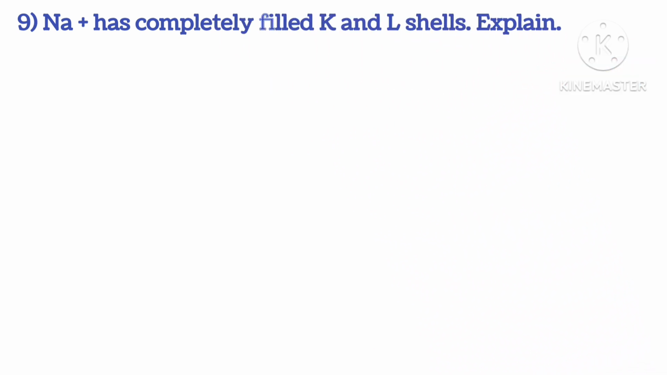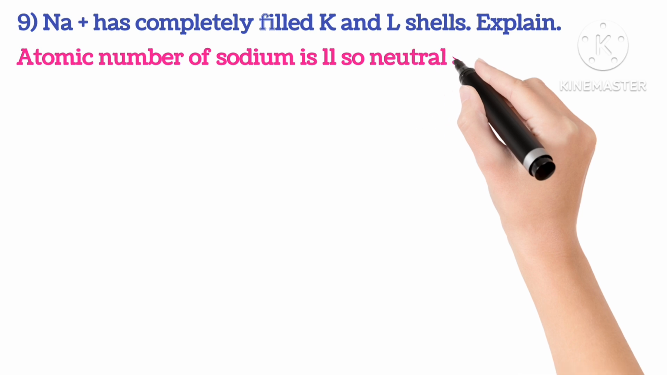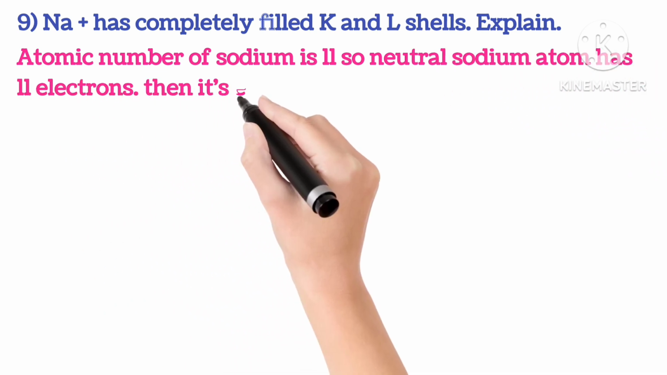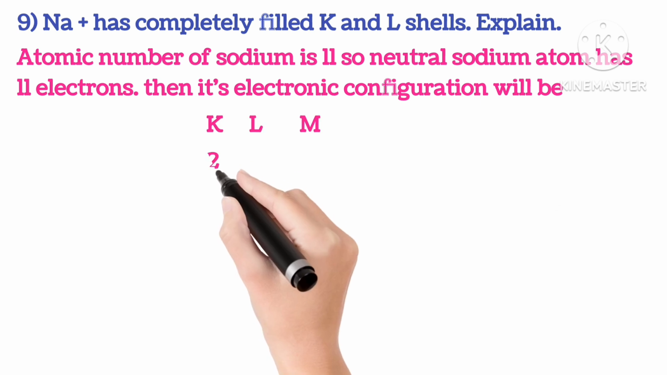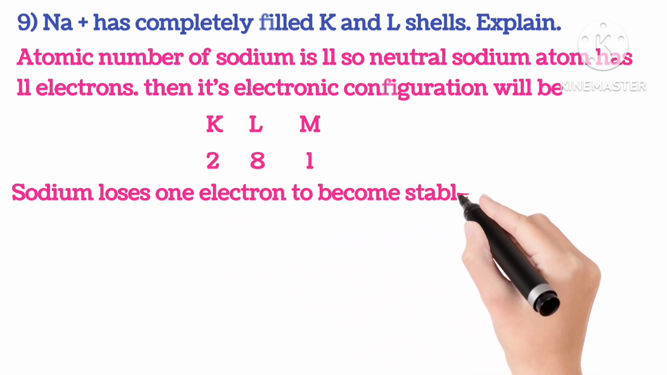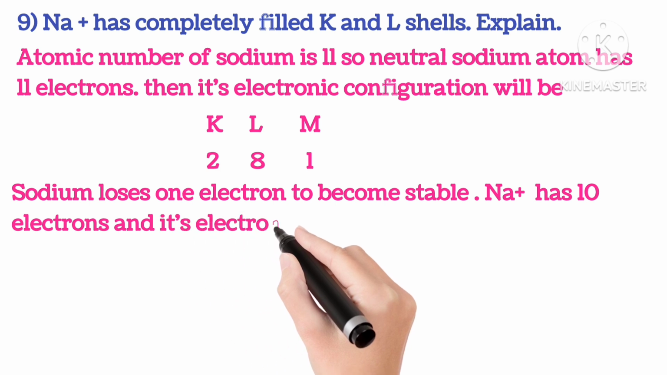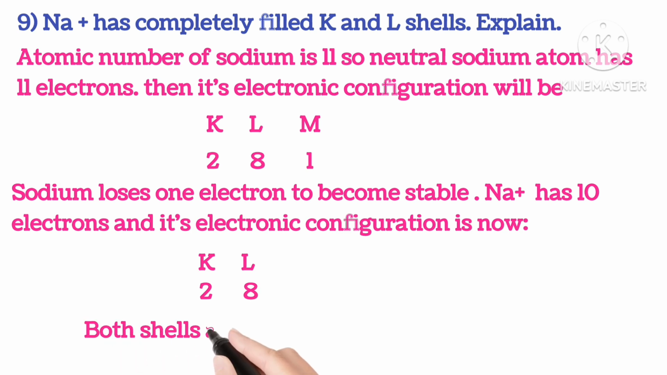Sodium ions have completely filled K and L shells. Explain. The atomic number of sodium is 11. So a neutral sodium atom has 11 electrons. Then the electronic configuration will be 2, 8, 1. Since sodium loses 1 electron to become stable, the sodium ion has 10 electrons. So the electronic configuration will now be 2, 8 and both the shells are completely filled here.